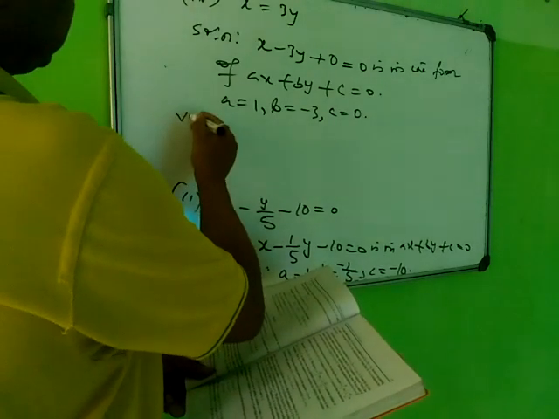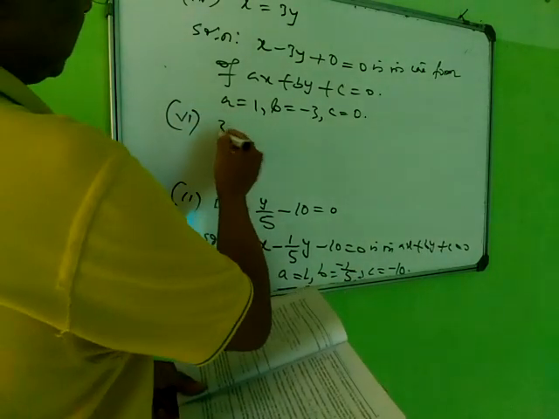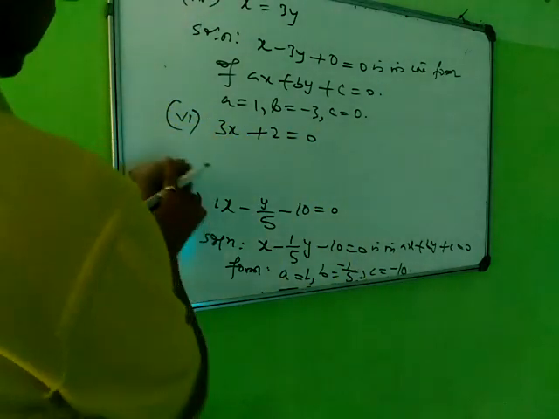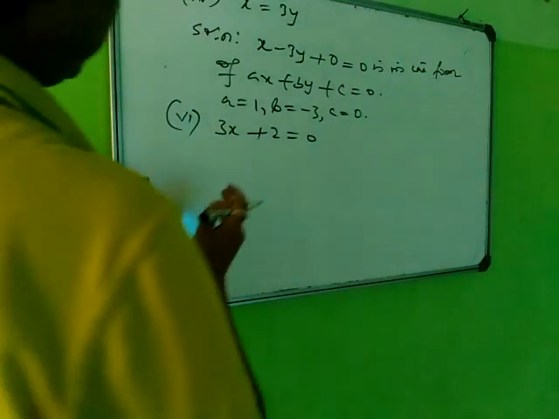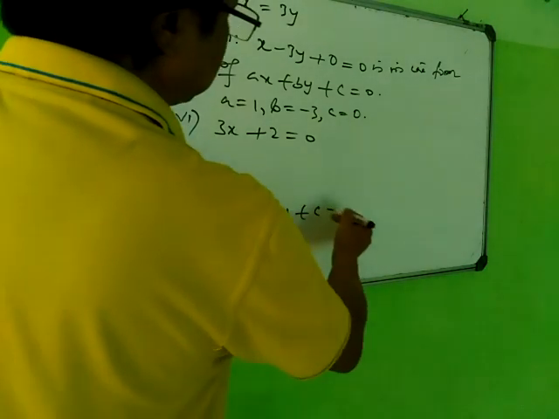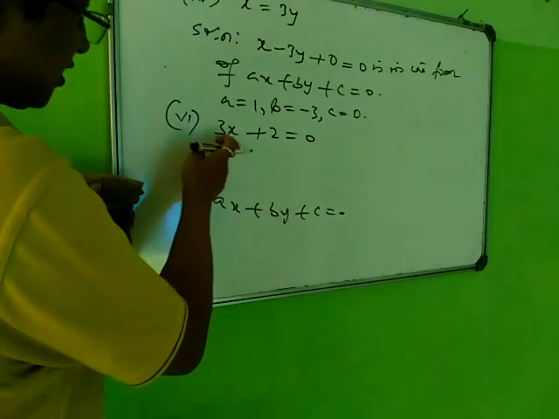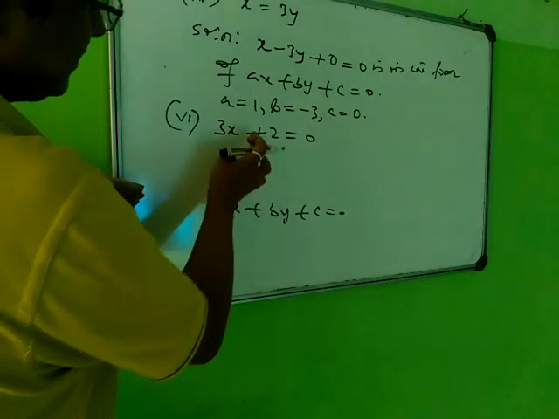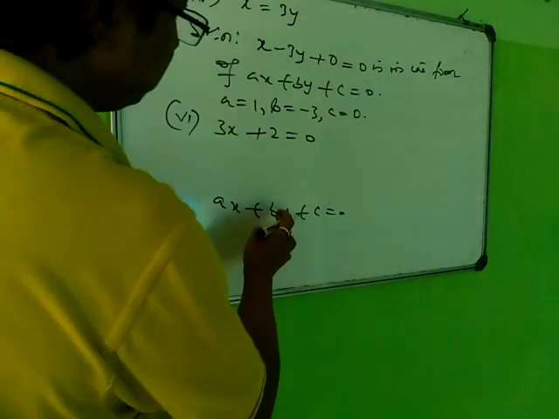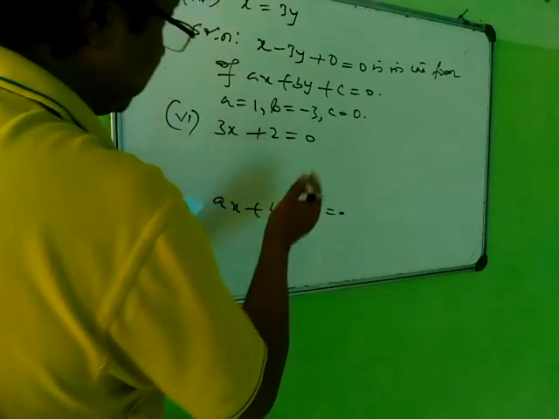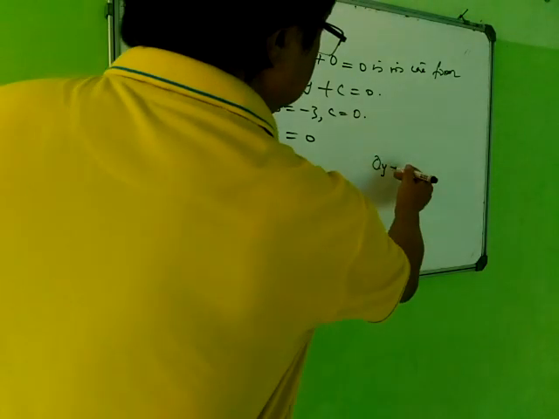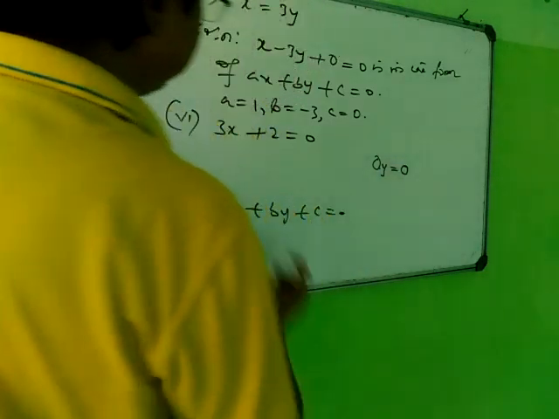Let us take number 6. 3x plus 2 equals to 0. Now, here you see, you are to write in the form ax plus by plus c equals to 0. You have got the coefficient of x, that is 3x. But there is no y. You are to write the y also. So as there is no y, you will take 0 into y. So 0 into y. Dot means into. So 0 into y equals to 0. So you will get 0.